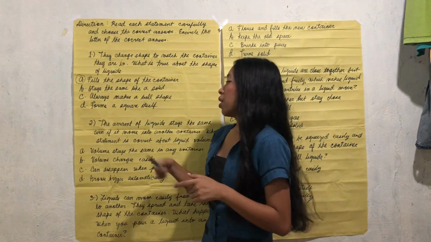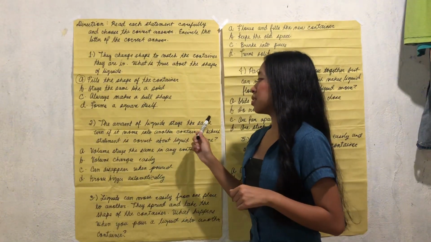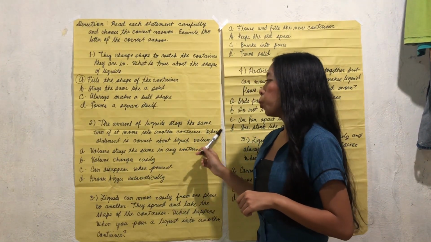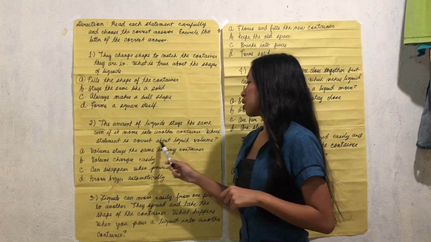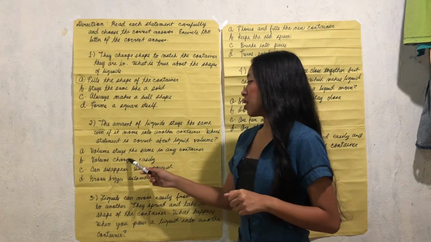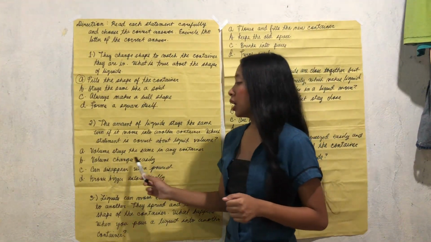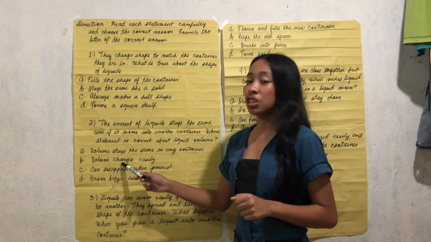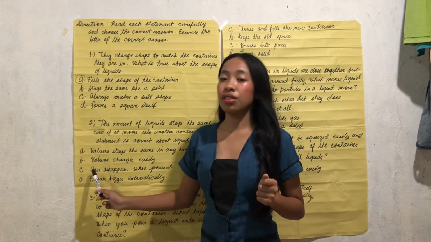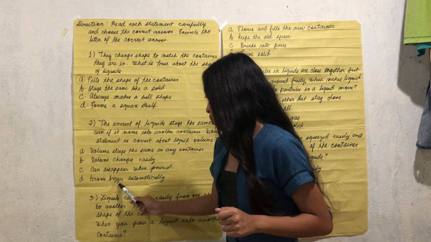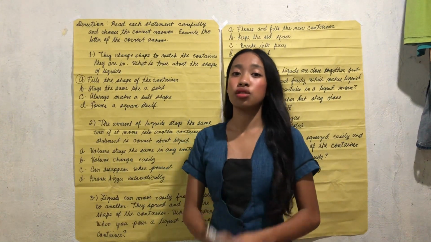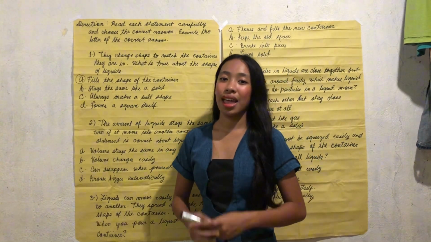Number 2. The amount of liquid stays the same even if it moves into another container. Which statement is correct about liquid volume? A. Volume stays the same in any container. B. Volume changes easily. C. Can disappear when poured. And D. Grows bigger automatically. What is the answer of number 2? Letter A.